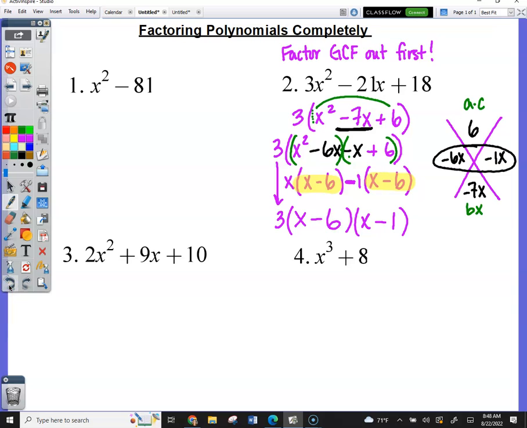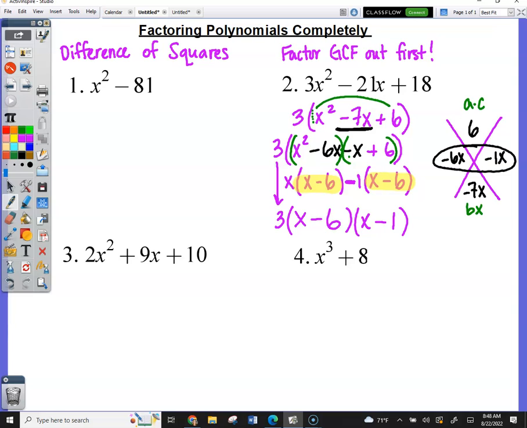Number 3. Actually, no, let's go to number 1. Number 1 is called difference of squares. And that's because there's only 2 terms, and both terms are perfect squares, and there's a subtraction sign in the middle. I don't have a lot of room, so you need to write this somewhere where you've got room.